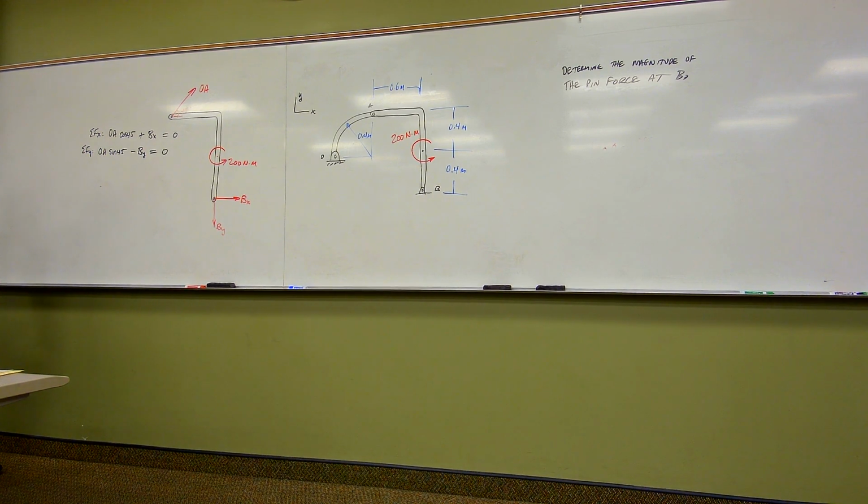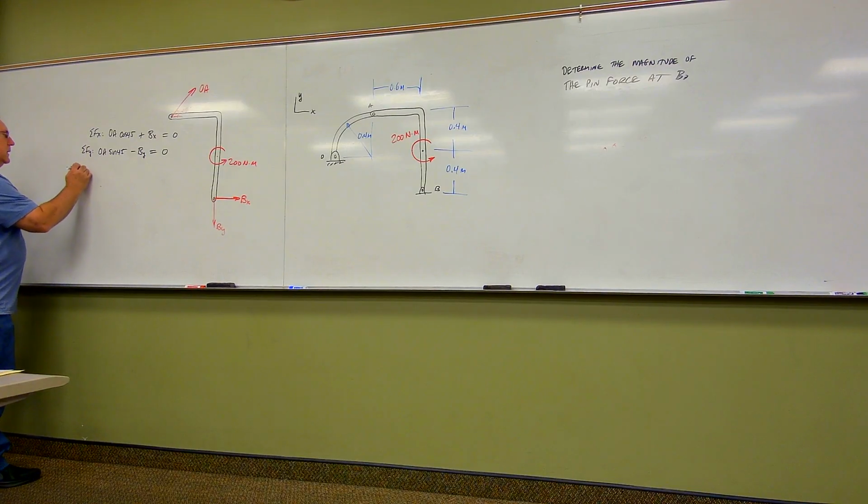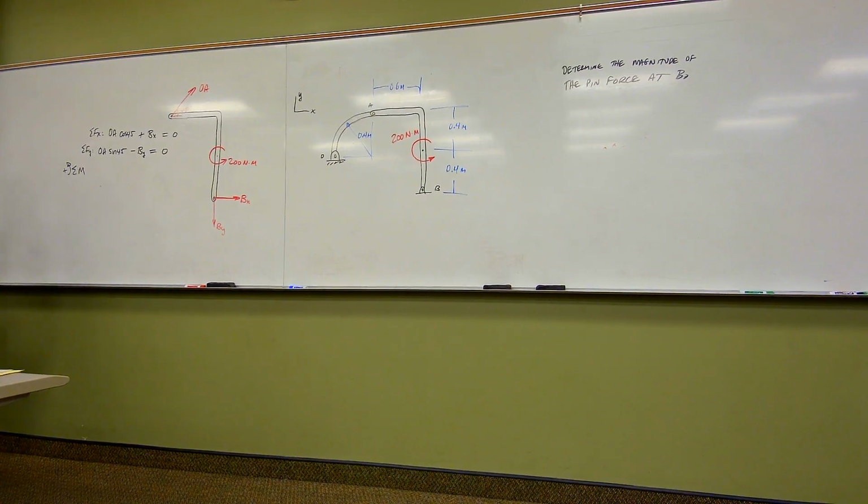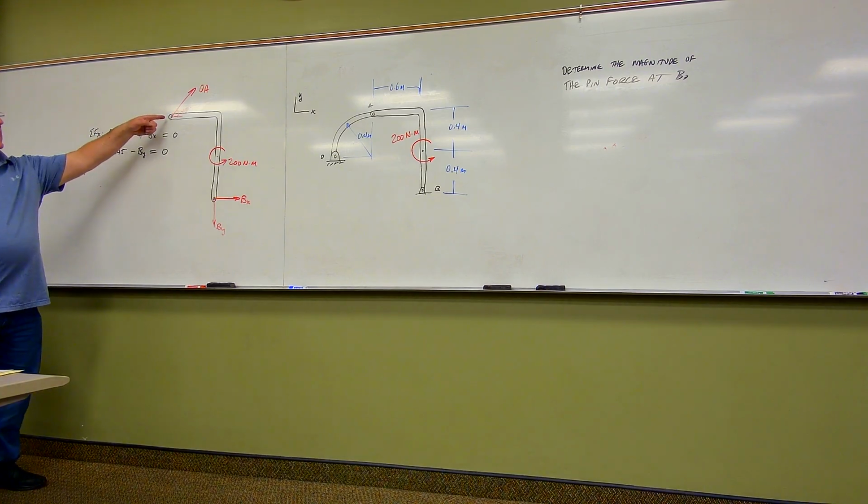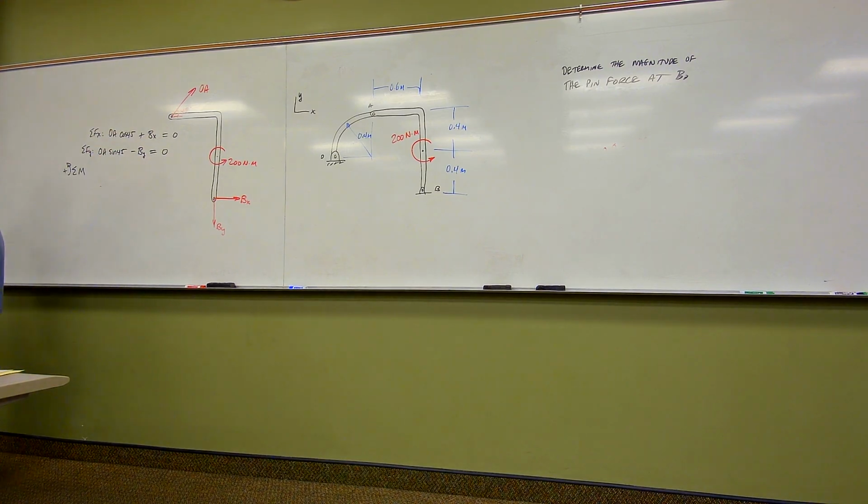Now, let's sum moments about some place. Counterclockwise is always positive moment. The question becomes, where, right? Every place is the right answer. I don't know if there's tremendous value in doing it at point A versus point B, but let's do point B, so we get an equation with only one unknown in it. So I'm going to sum my moments about B. And so where do I go from there?